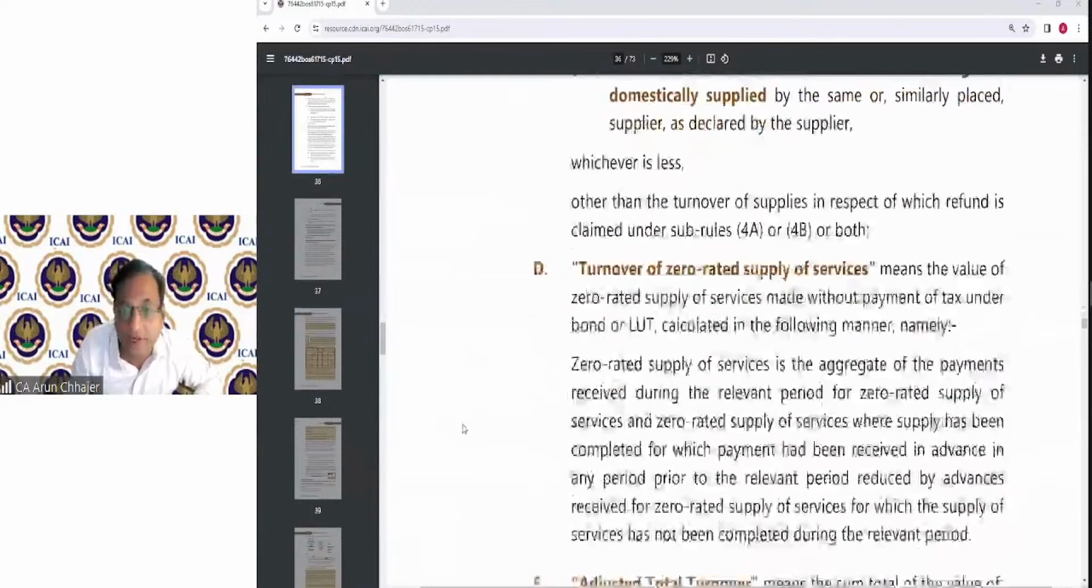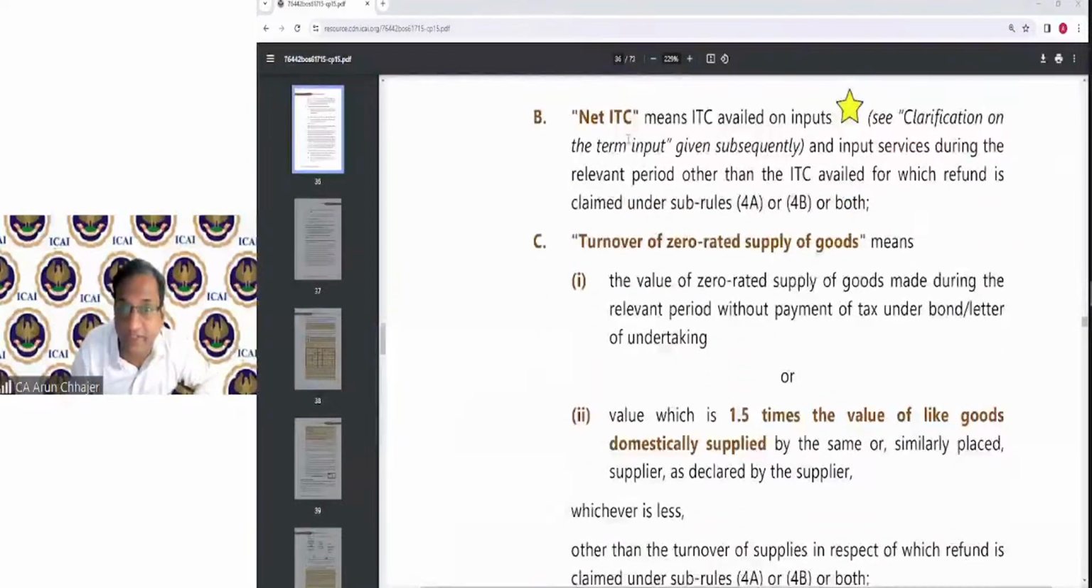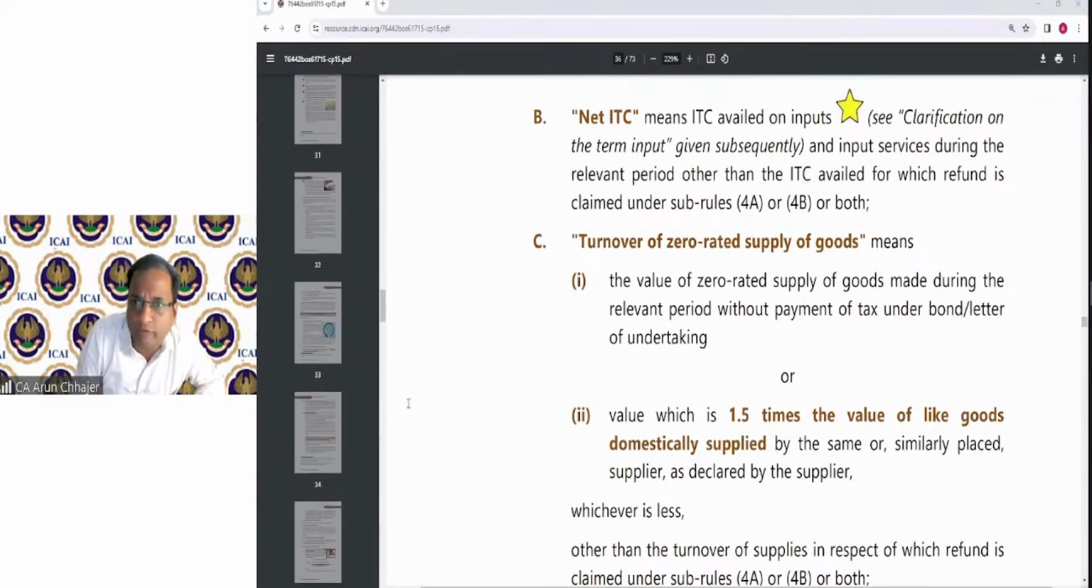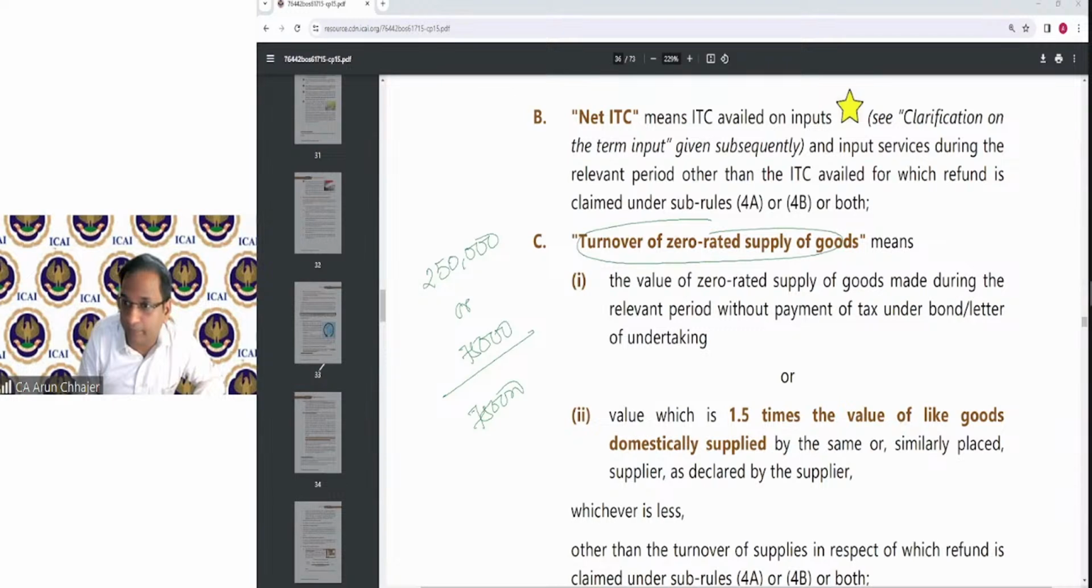They are saying turnover of the zero rated supply of the goods. They have defined it: turnover of the zero rated supply of goods means actual invoice value, or 1.5 times of the domestic value, whichever is lower. So it can be lower, correct? So if the amount is coming lower, the turnover of the zero rated supply of goods will be lower. You remember my example? I exported with an invoice value of rupees 2,50,000 and the domestic value would be 75,000. Then whichever is lower, we will take 75,000 in the turnover of the zero rated supply of goods, correct?